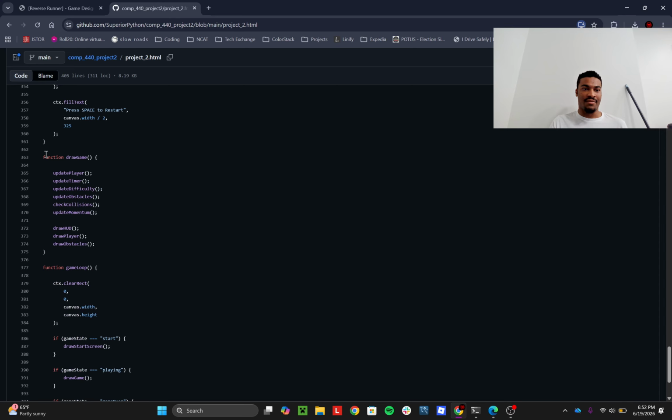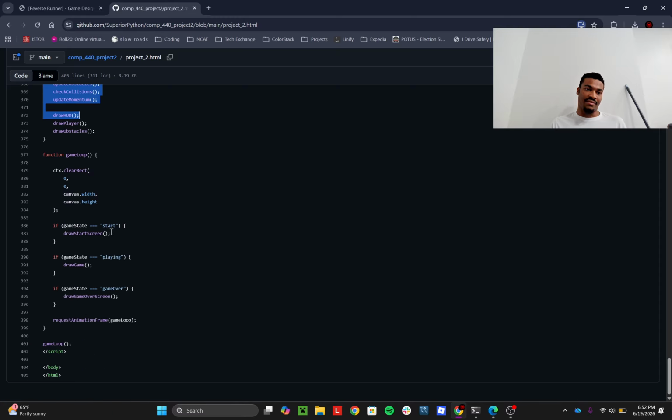And I have our draw game function, and this function basically coordinates all gameplay updates like player movement, timer updates, difficulty scaling, obstacle updates, collision checks, momentum updates, and rendering. And finally, the main loop. This is the master loop. It checks the current game state and renders the correct screen. And the loop continuously updates using requestAnimationFrame.